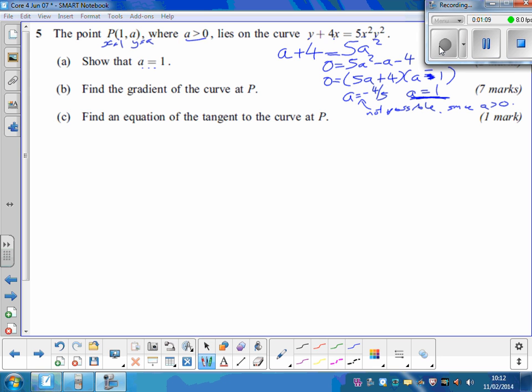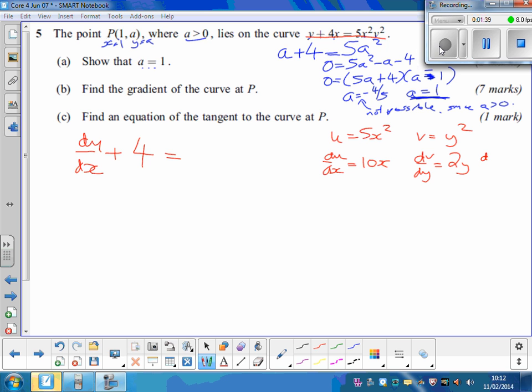Here's the big bit, 7 marks to actually try and differentiate this thing. So let's take each thing in turn. The y goes to the dy by dx, and the 4x simply goes to a 4. Now the other side, we've got a product to do. We've got 5x squared, and we've got y squared. If we differentiate this one, just normally, we're going to get 10x. And if we differentiate this one, now y squared goes to 2y, but you've also got to add the dy by dx next to it.